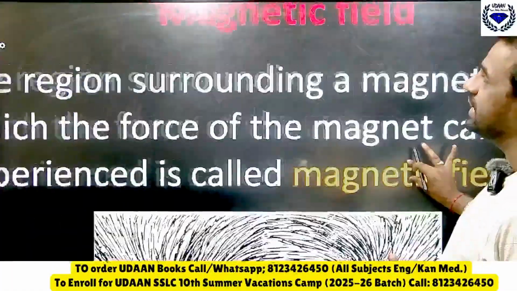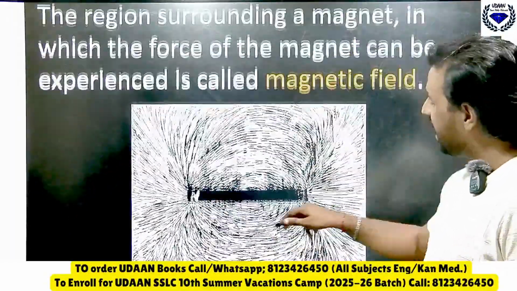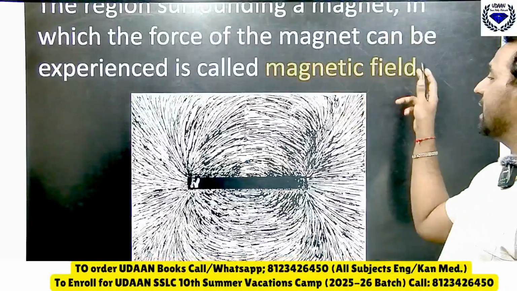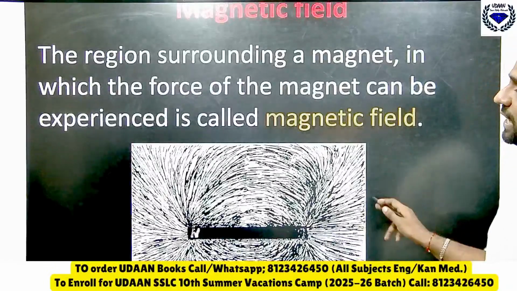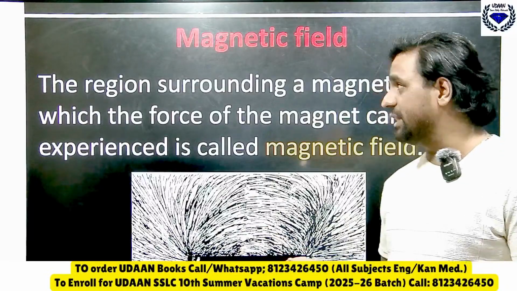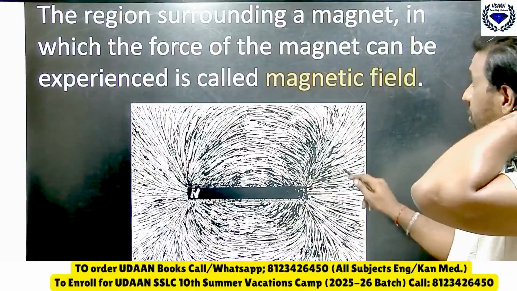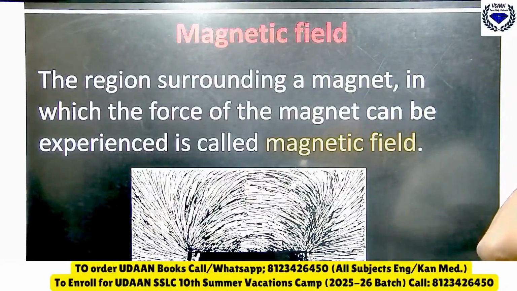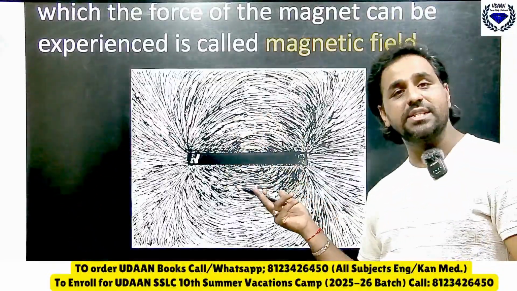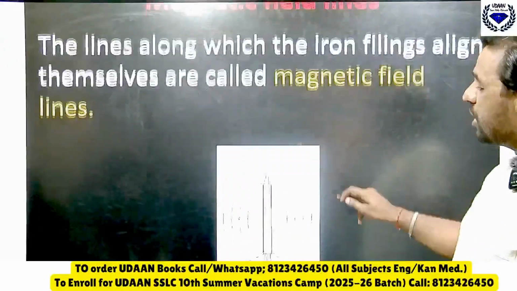Now what is a magnetic field? Look, the region surrounding the magnet, the region around this magnet, surrounding the magnet, in which the force of the magnet can be experienced is called the magnetic field. If they ask what is a magnetic field, you should be able to write this definition. What will you write? The region surrounding a magnet, in which the force of the magnet can be experienced. That one we call the magnetic field.